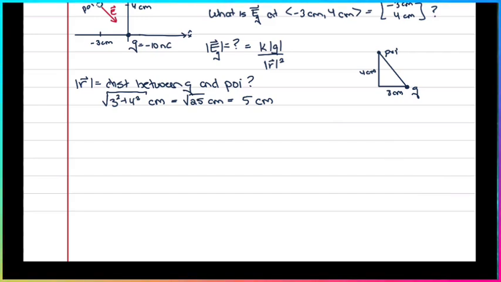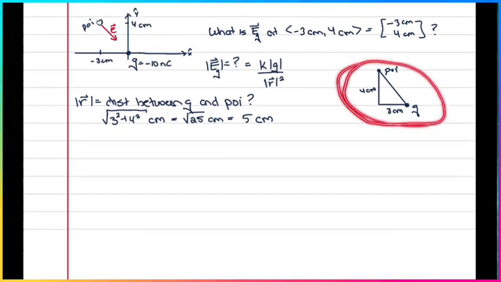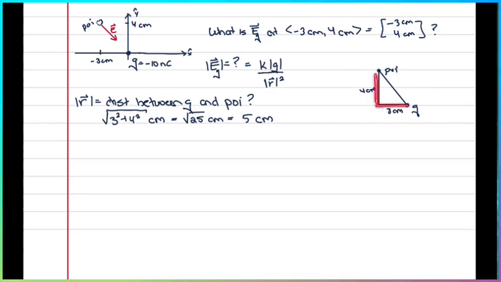Now then you might say, why was it negative 3? Well, 2 reasons, I guess. I'm going to square it, so whether it was negative 3 or positive 3 doesn't matter anyway. And I'm looking at this in terms of a triangle, and triangles always have positive lengths. There's no negatives in a triangle.